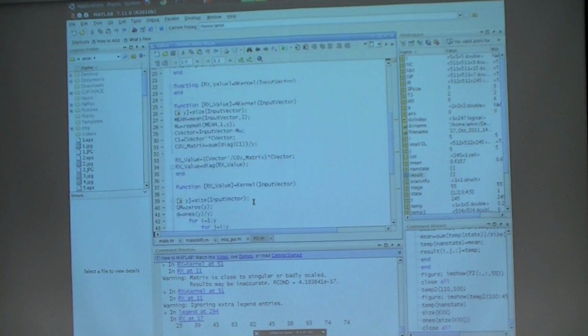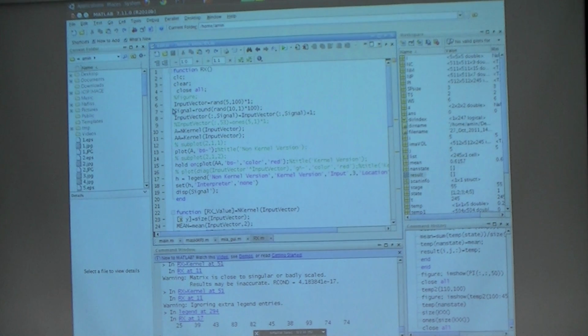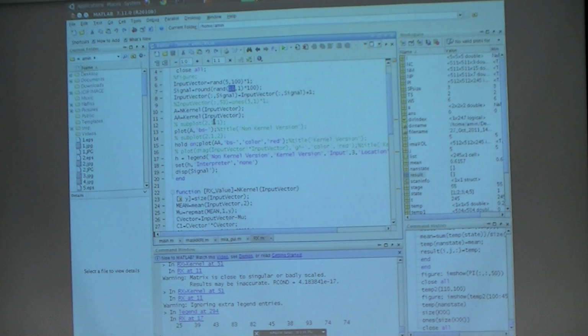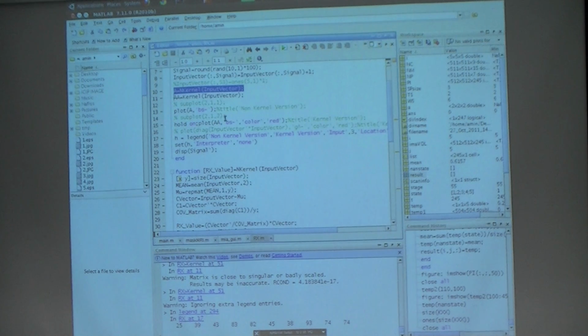This is an example. I assume a random vector with n equal to 100 and j equal to 5, and randomly I add 1 to the 10th column of that vector and assume it's the anomaly, and try to find the non-kernel version and kernel version of the anomaly detector.